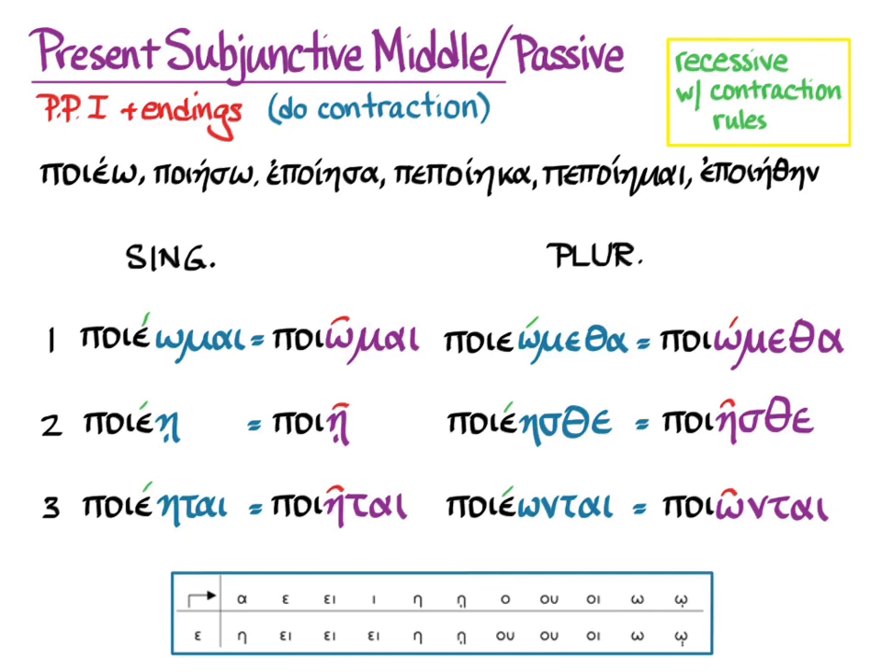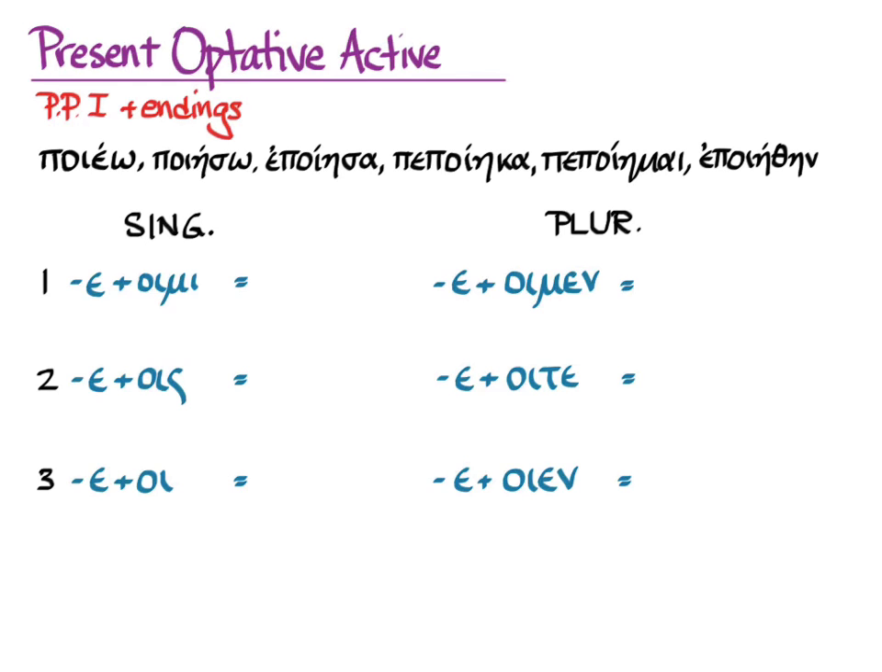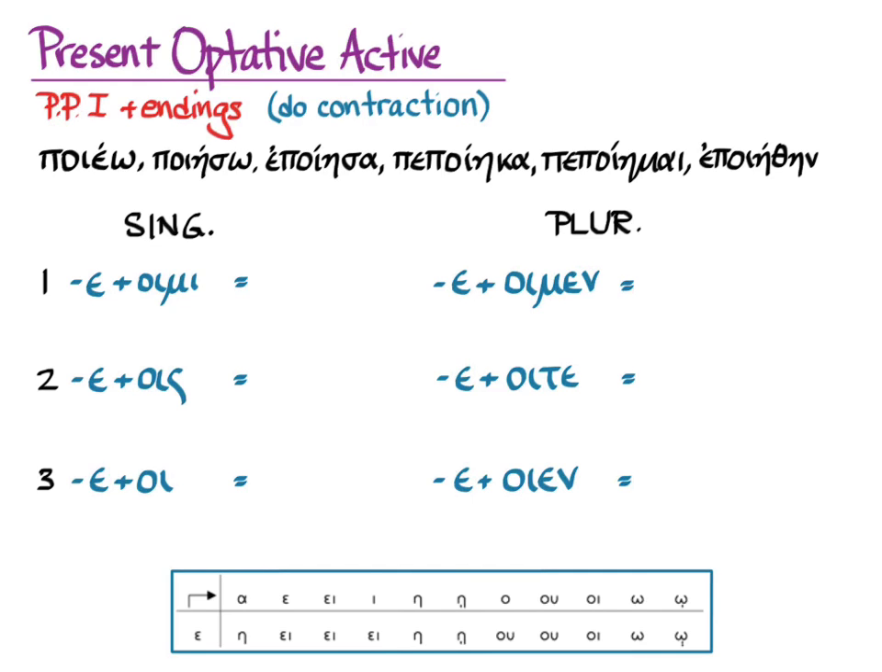All right, it's time for the optative. Again, first principal part and endings. So we're going to get epsilon and those oimi, ois, oi, oimen, oita, oyen endings that we've known for so long. We're going to do the contraction, and it's going to look like this. Oimi, ois, oi, oimen, oita, oyen.